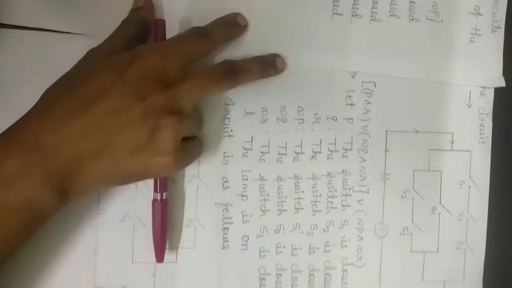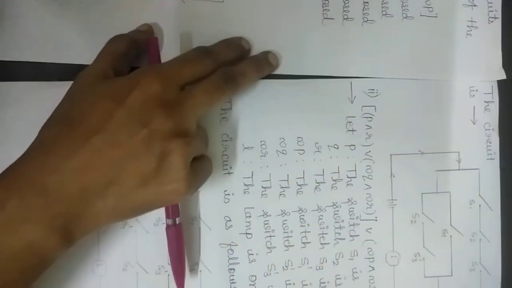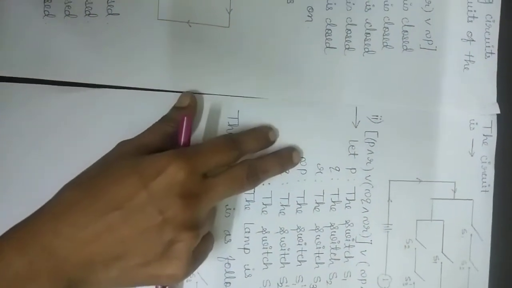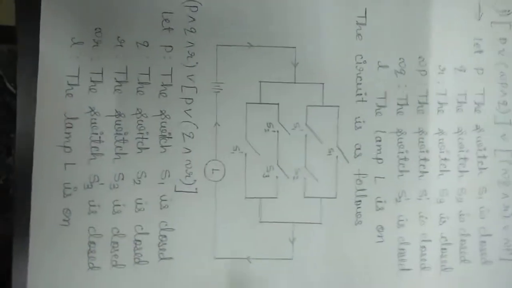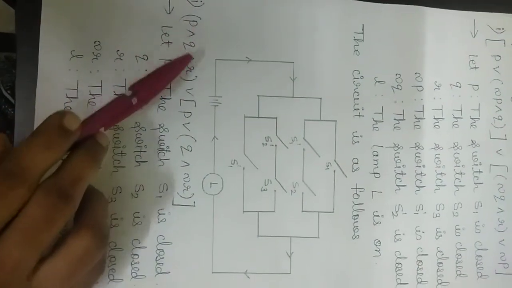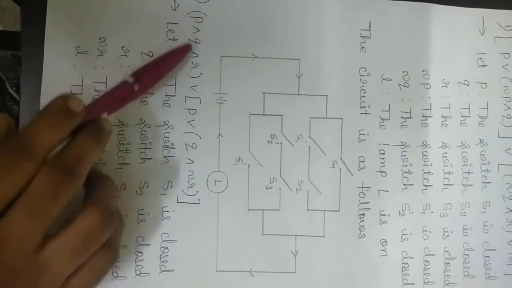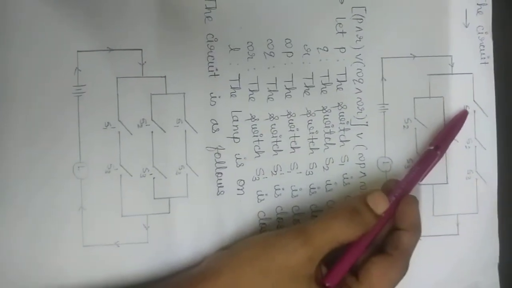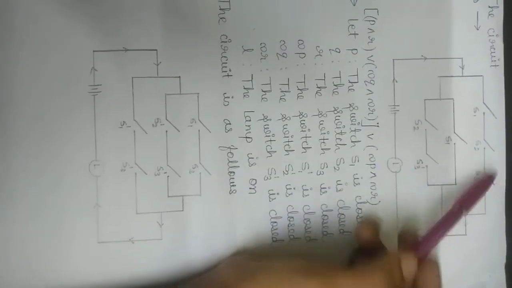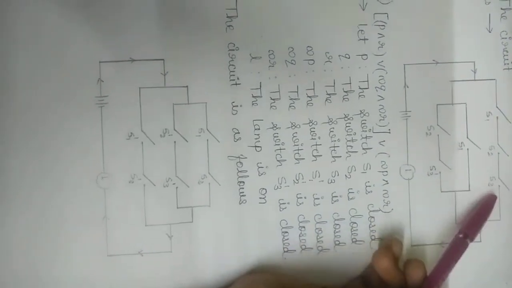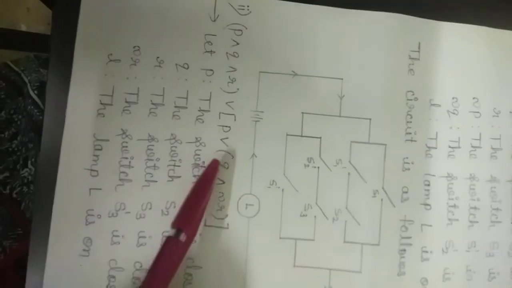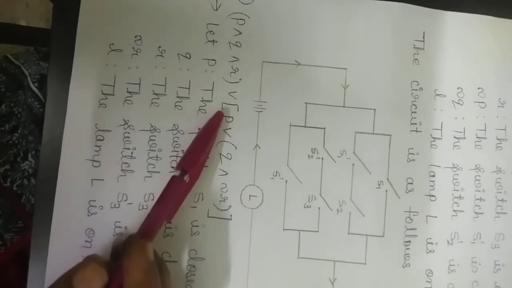Now the circuit is given by, now you observe the given logical expression carefully. See what is given. P, Q and R are connected in series. So first we will draw the three switches S1, S2 and S3 connected in series. Then here in the next bracket we require only one switch, that is P.